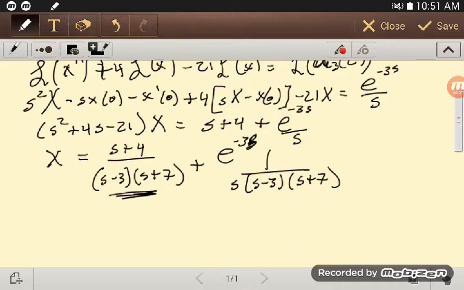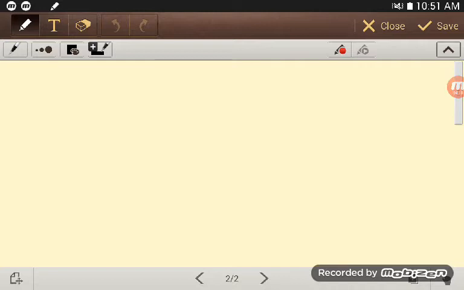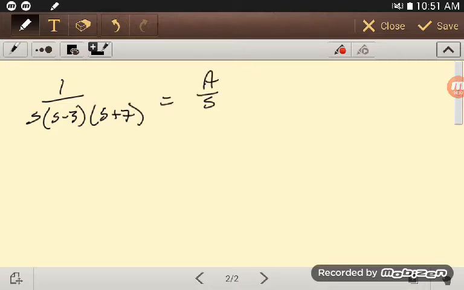What I'm going to do is add a page and come over here and take care of this part. I'm not going to worry about the e to the minus 3s. Okay, so I have 1 over s times s minus 3 times s plus 7. That needs to be a over s plus b over s minus 3 plus c over s plus 7. When I get that common denominator and so forth, the numerators end up being a.